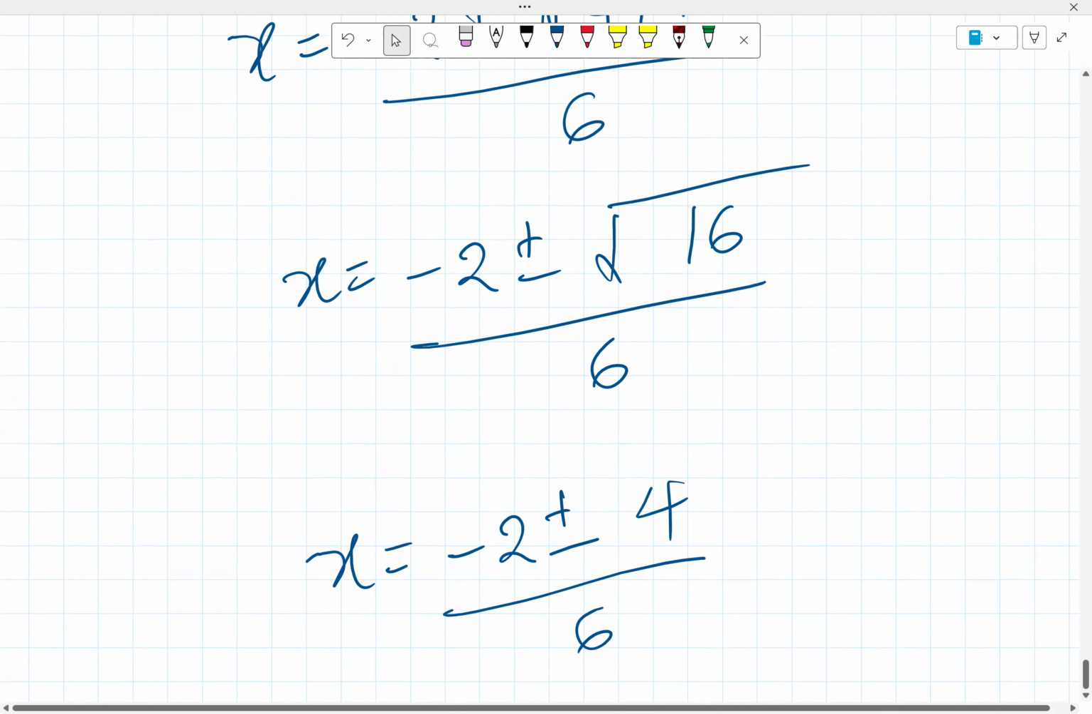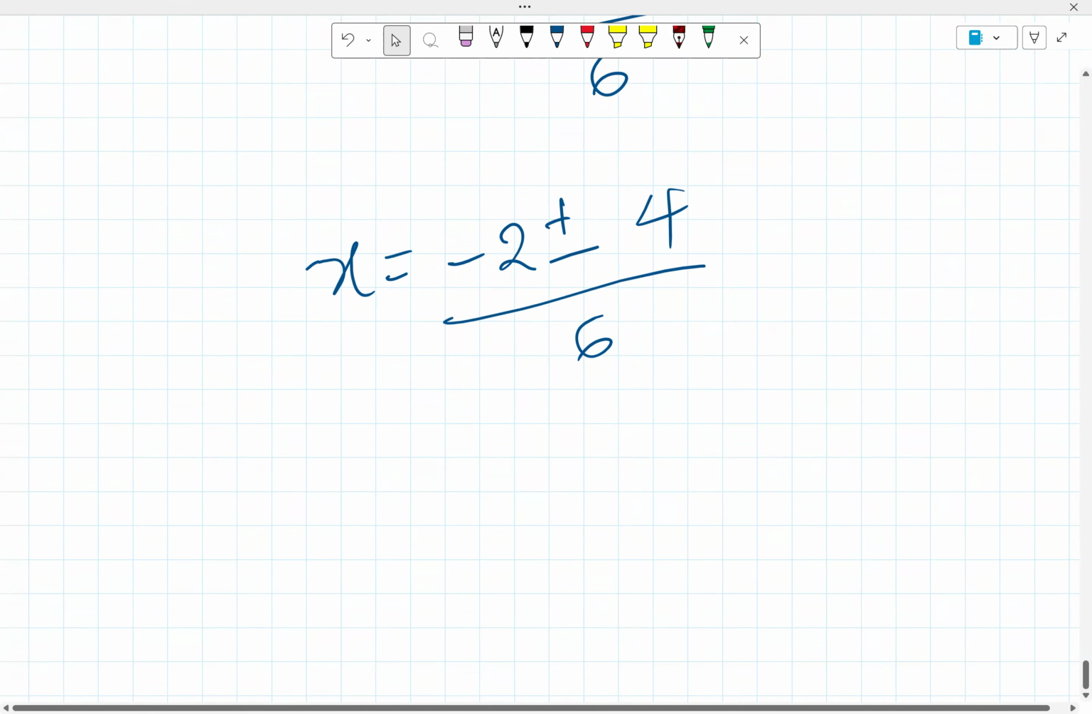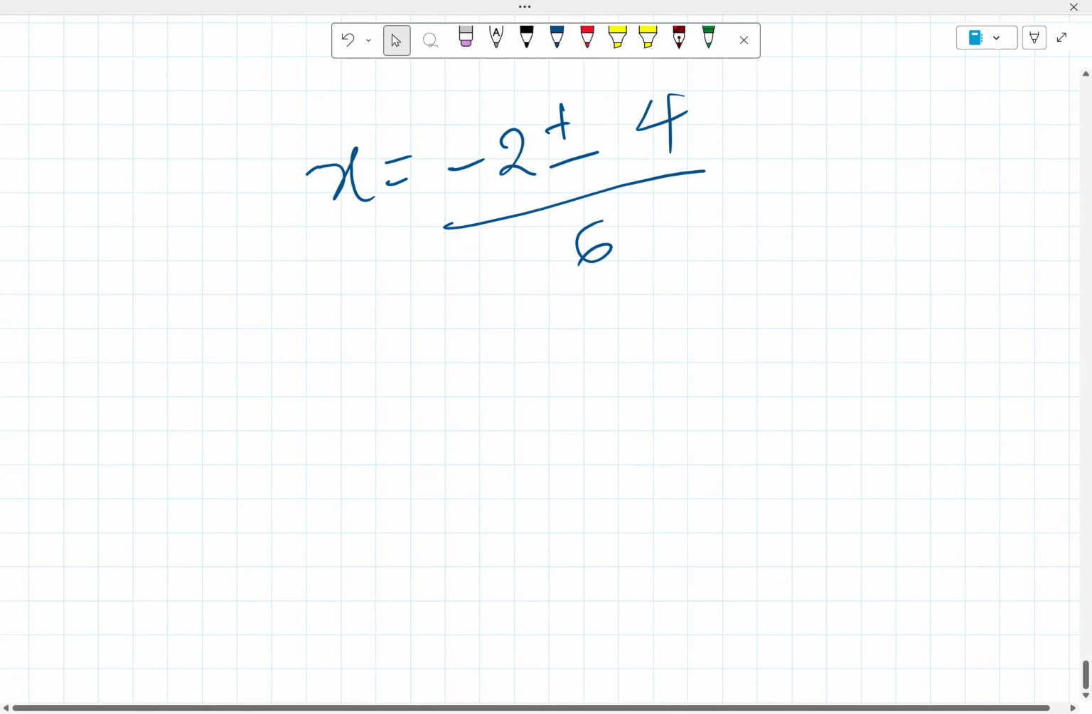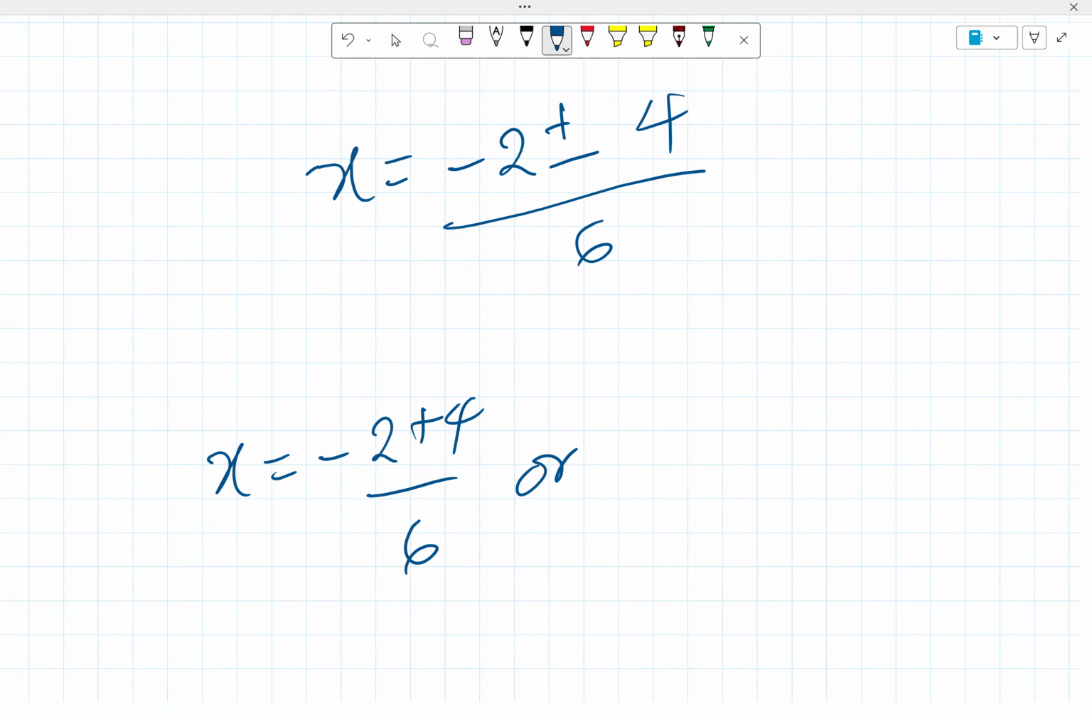Interestingly, here we don't have such a situation because square root of 16 can be written as an integer or as a rational number. So x now is equal to minus 2 plus 4 all over 6, or minus 2 minus 4 all over 6.